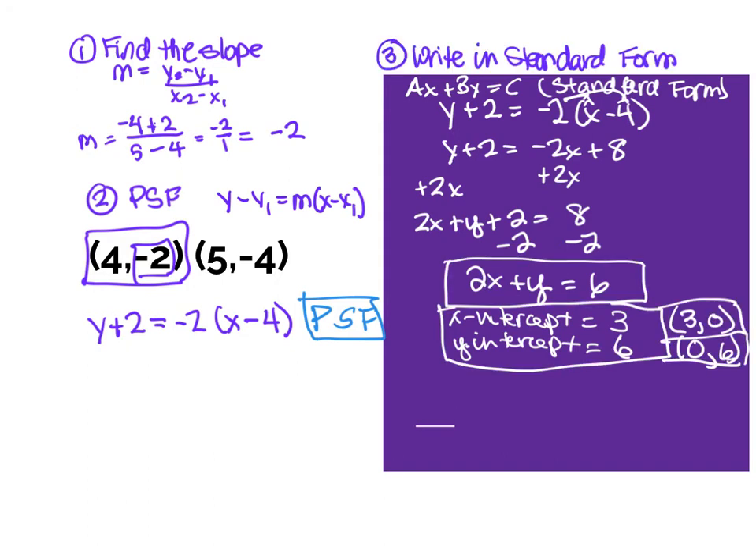So therefore, right here, you have your x-intercept is 3. So therefore, I put the 3 in the x spot. 0 will be my y. My y-intercept is 0 for the x, and my y will be 6.